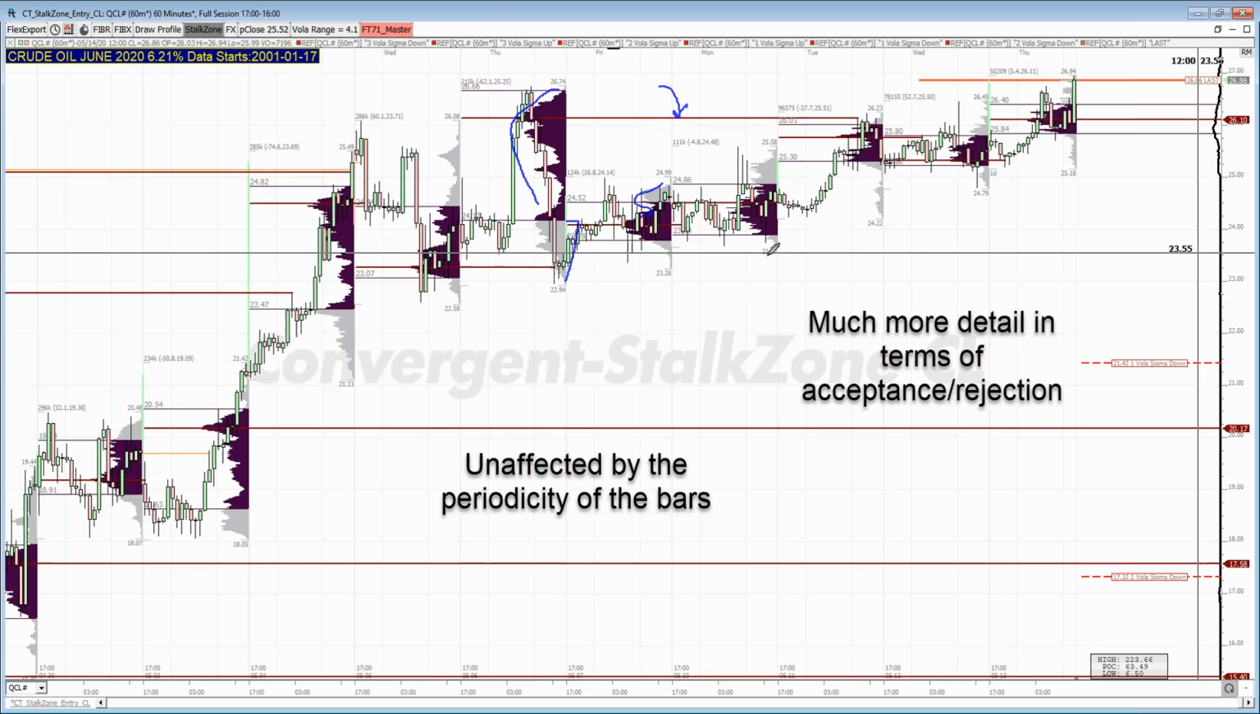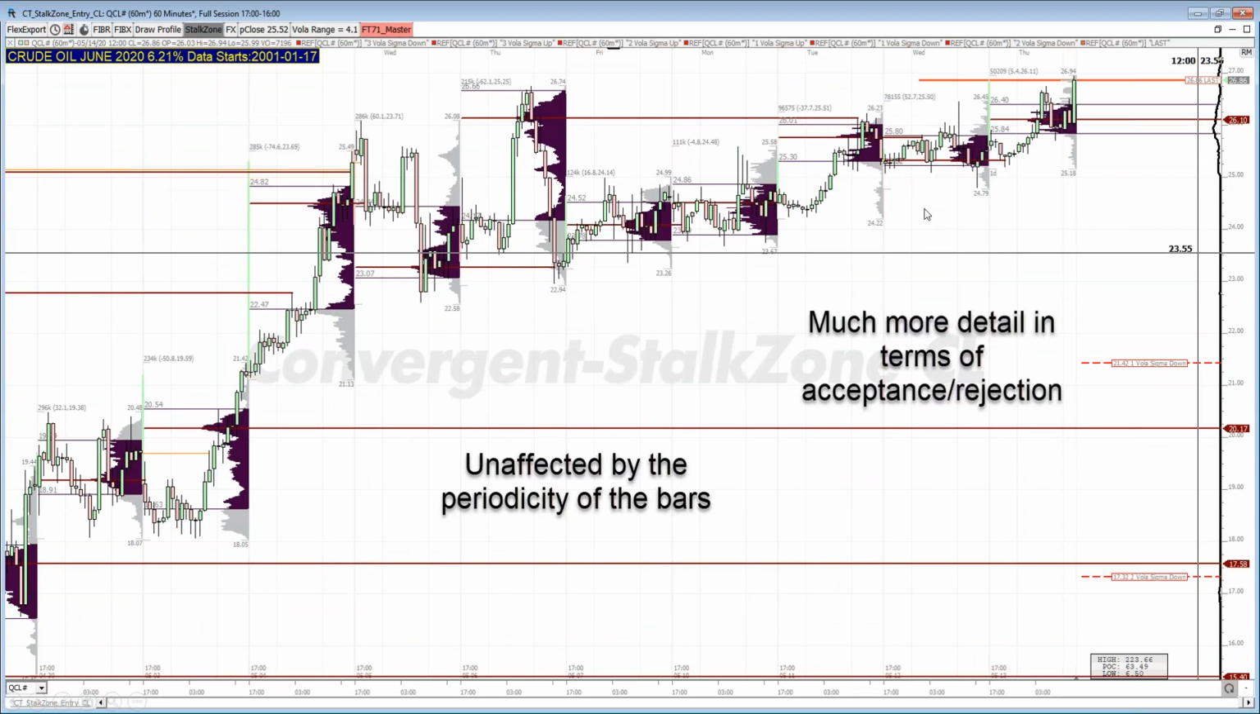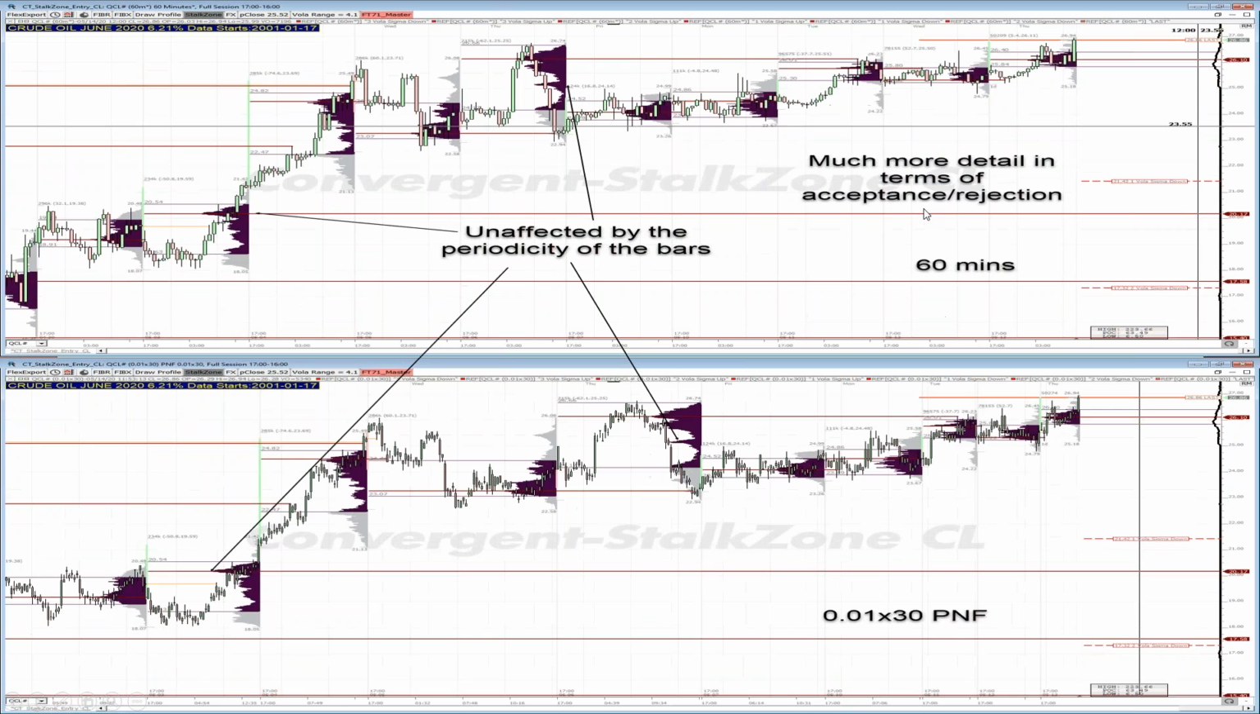When you step back and look at the profile, you can really see how much volume took place at each price, and we can easily determine where the market's accepting prices and where it's not. And this here is a 60-minute bar chart. At the top is your 60-minute bar chart, same one as this one. I just squished it.